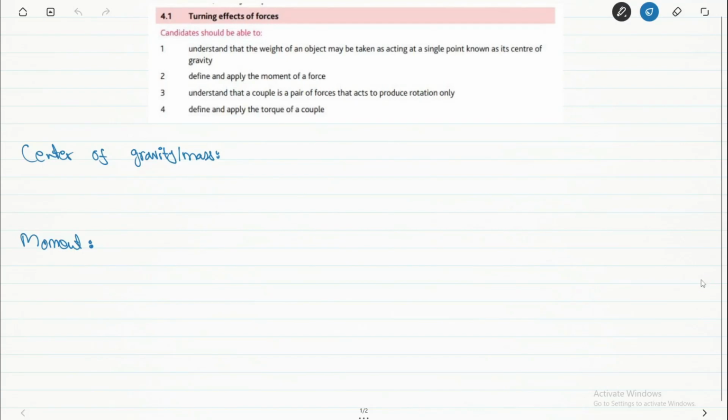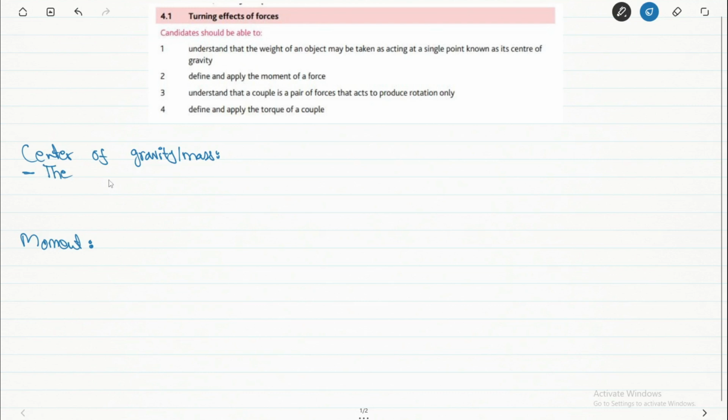Hello, welcome back. Today we are going to move on to the fourth chapter, which is force, density, and pressure. And the first thing is turning effect of forces, right? So, the first learning outcome you need to know about is the center of gravity. The definition is as follows, and you should memorize this.